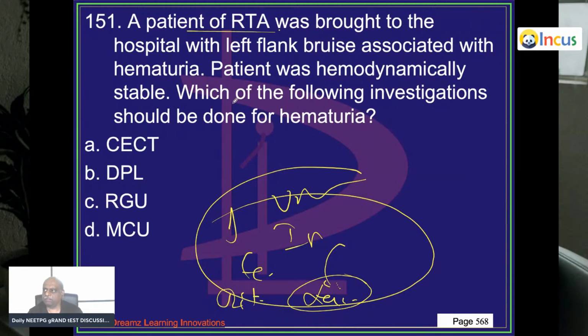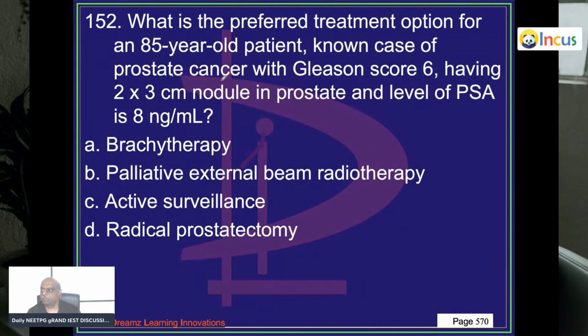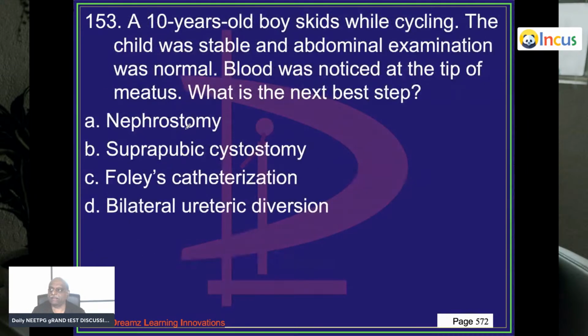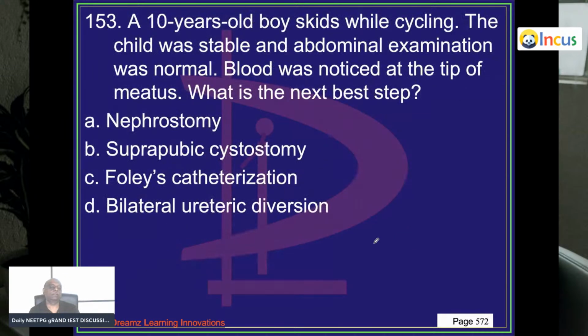The patient had a road traffic accident, left flank blunt trauma, hematuria. What investigation needs to be done? CECT. What is the preferred treatment option for an 85-year-old with Gleason score of 6, a 2 into 3 centimeter nodule, level of PSA is 8? So when to do TURP, when to do radical prostatectomy, when to do active surveillance and follow up. You need to be very sure, doctor.